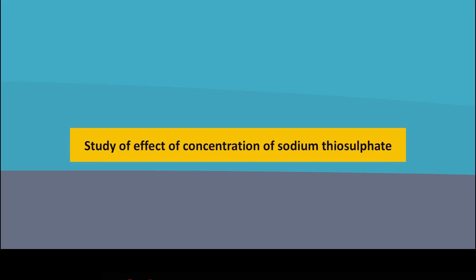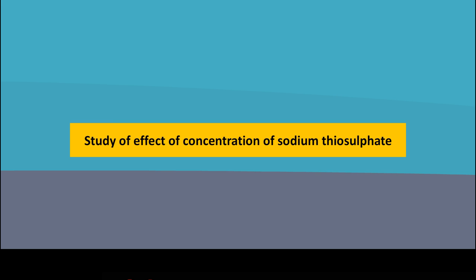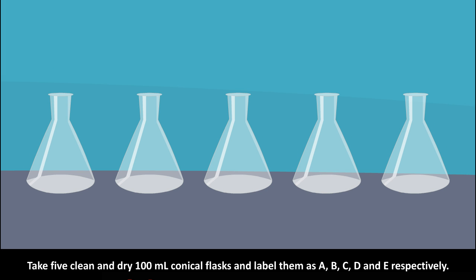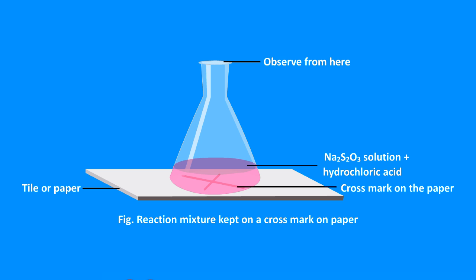Procedure. Study of effect of concentration of sodium thiosulfate. Take 5 clean and dry 100 ml conical flasks and label them as A, B, C, D and E respectively. Figure: reaction mixture kept on a cross mark on paper.